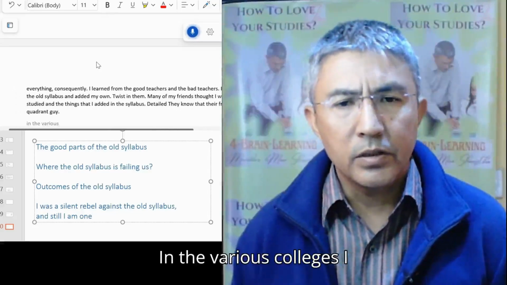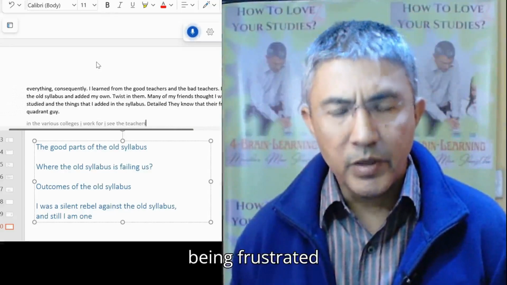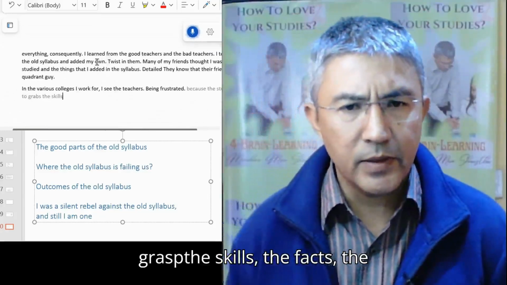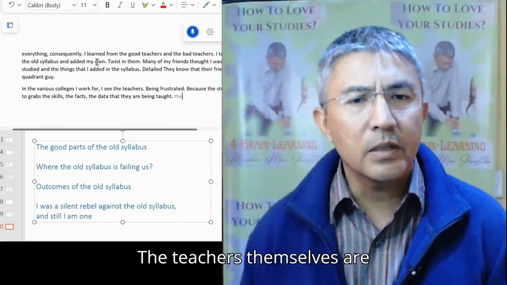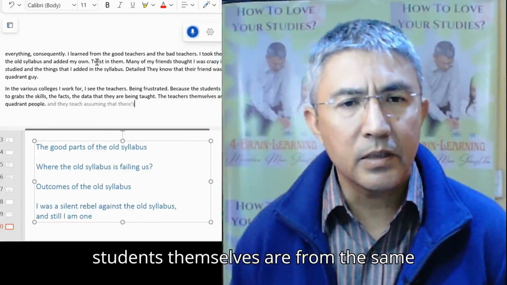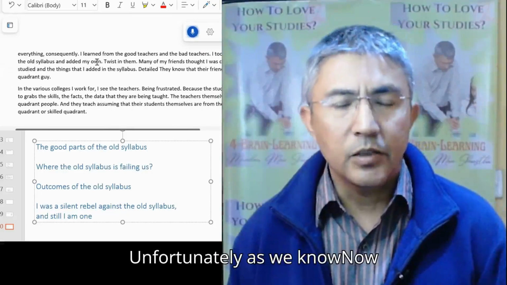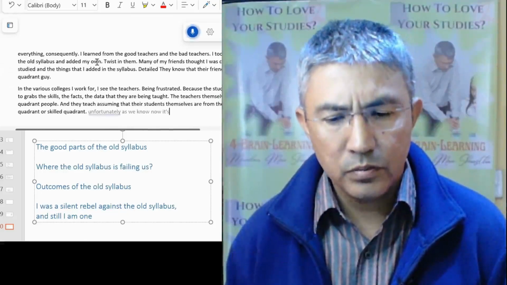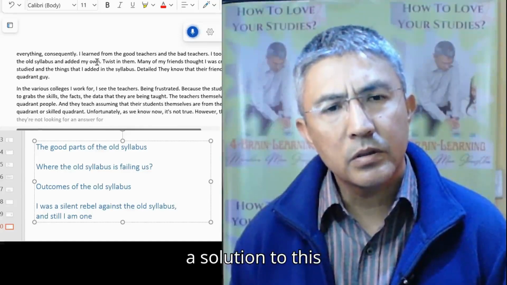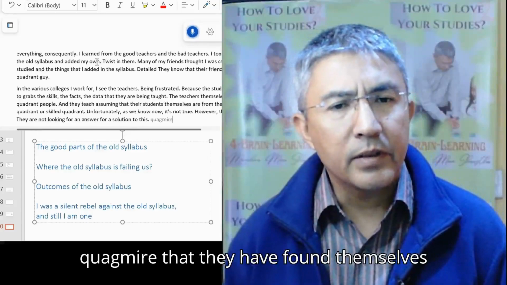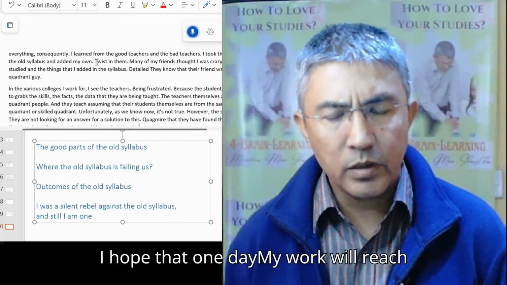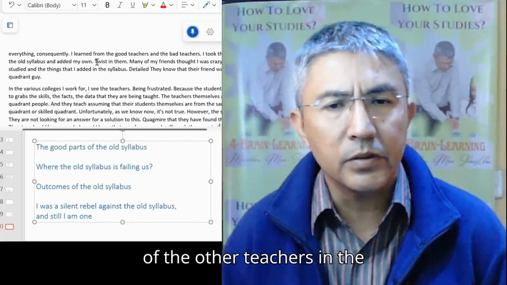In the various colleges I work for, I see the teachers being frustrated because the students are not able to grasp the skills, the facts, the data that they're being taught. The teachers themselves are blue quadrant people, and they teach assuming that their students are from the same blue quadrant or skill quadrant. Unfortunately, as we know now, it's not true. However, the saddest part is they are not looking for an answer or a solution to this quagmire that they have found themselves in. They too should become rebels, and I hope that one day my work will reach them and all of the other teachers in the world.